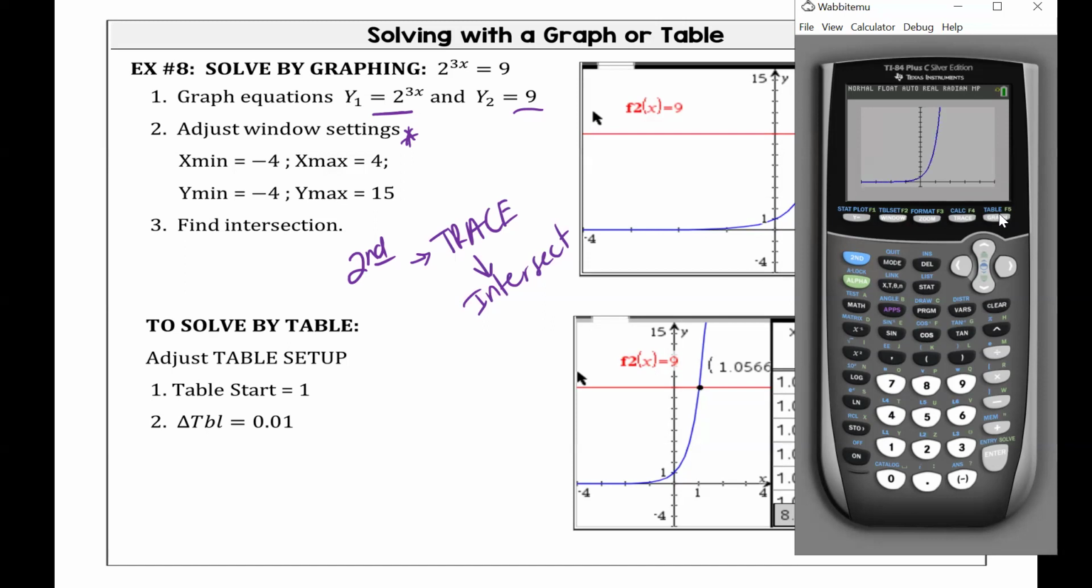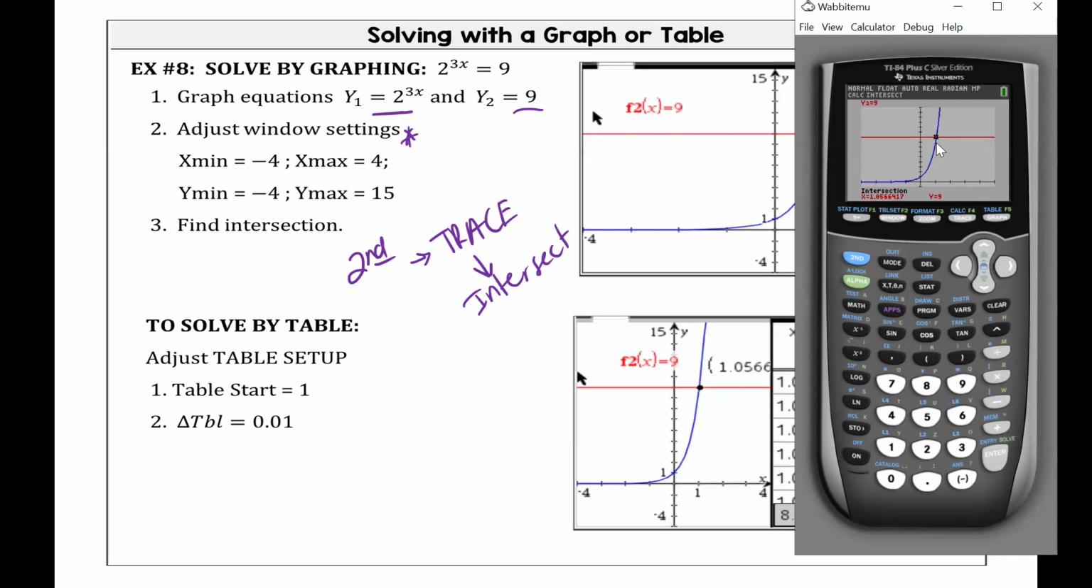So there's my exponential. And then here comes my constant. And I want to find their intersection. So I'm going to press second, trace. And then you see where it says intersect. I'm going to press 5. And it's like, is this your first curve? Yes. Is this your second curve? Yes. Do you really want to know? Yes. And you hit enter and it tells you. So it tells you right here. Boom. There you go.